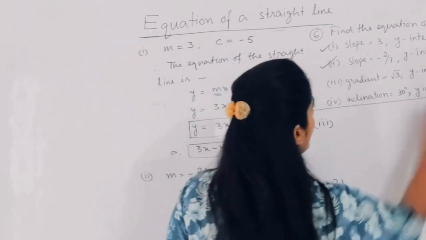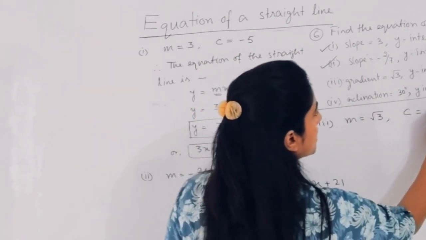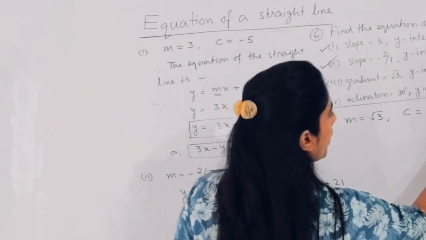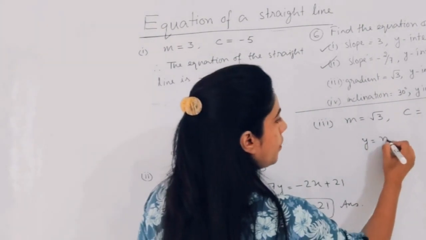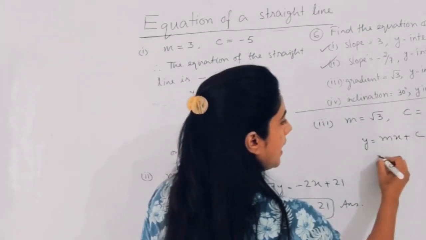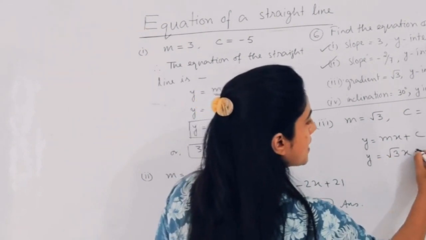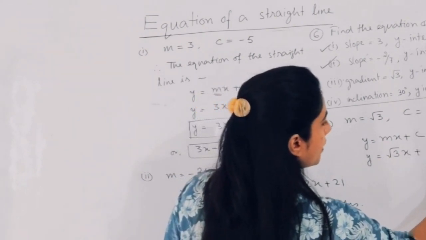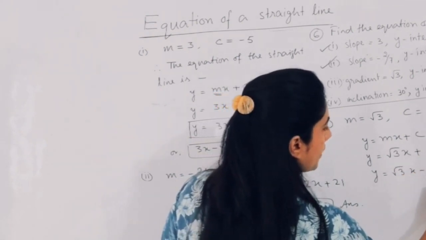So here also m is root 3 and y-intercept, that is c, is equal to minus 4 upon 3. Okay. So the equation will be y is equal to mx plus c. M is root 3 into x plus c, which is minus 4 by 3. So y is root 3x minus 4 by 3.